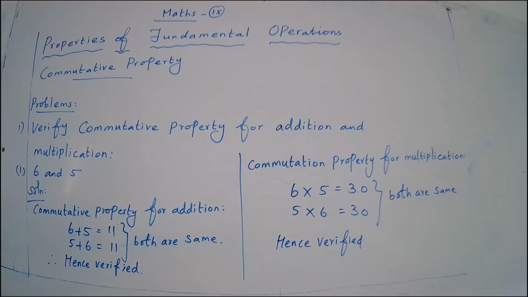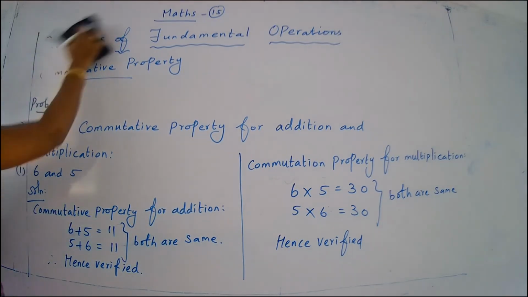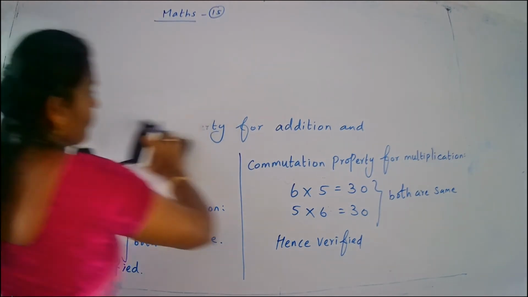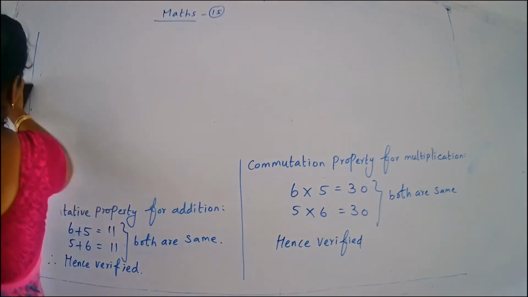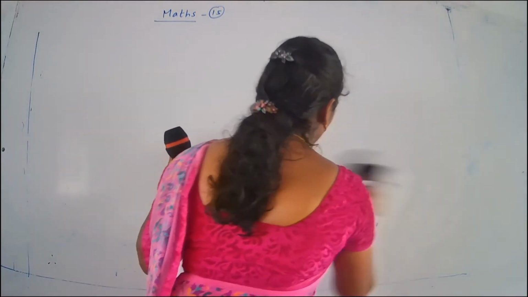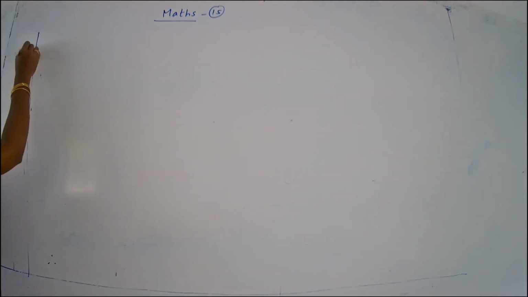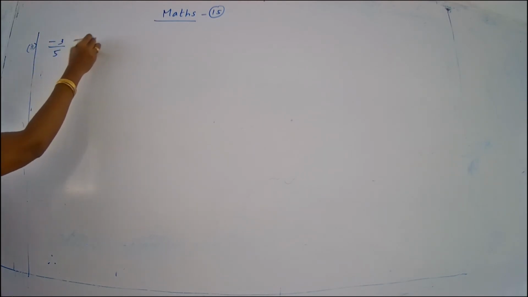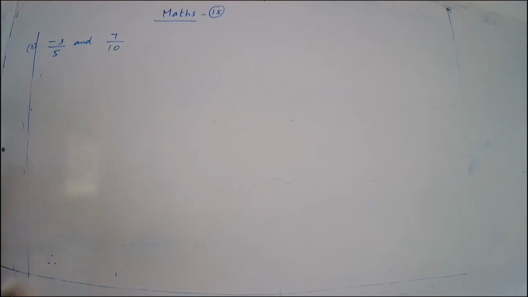Have you finished? Okay, the next question. Same type of question only: verify commutative property for addition and multiplication.